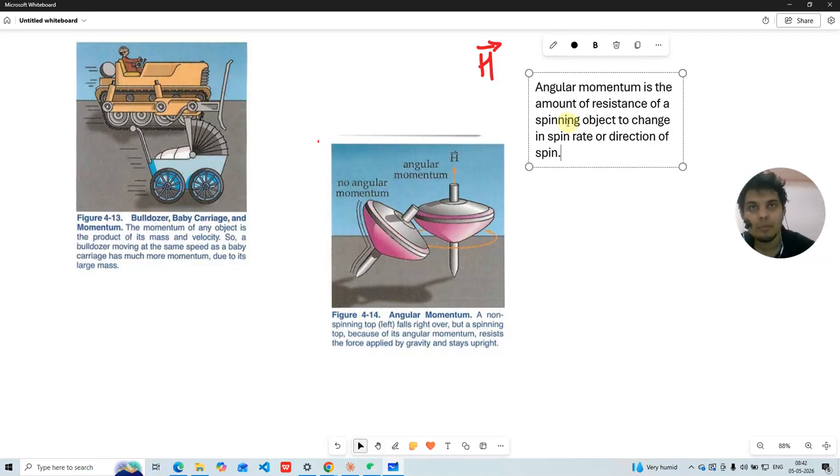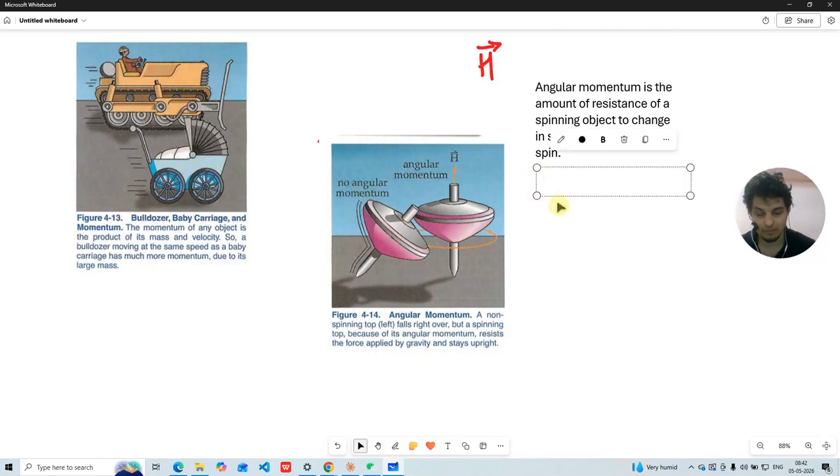Okay. Linear momentum is the product of the object's mass, which represents its inertia or tendency to resist a change in speed and direction, and its velocity v. Similarly, angular momentum is the product of an object's resistance to change in spin rate or direction, and its spin rate. An object's resistance to spin is called moment of inertia. What is moment of inertia?